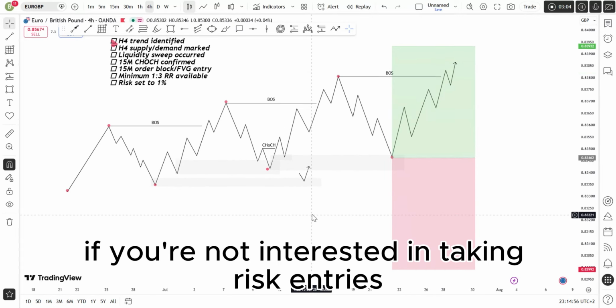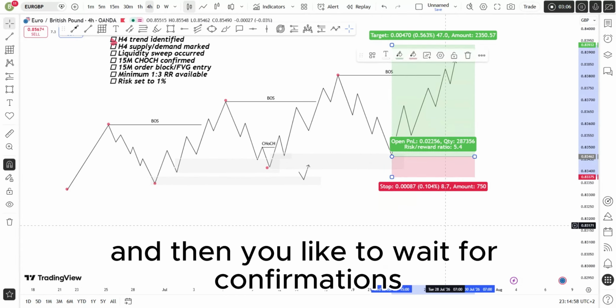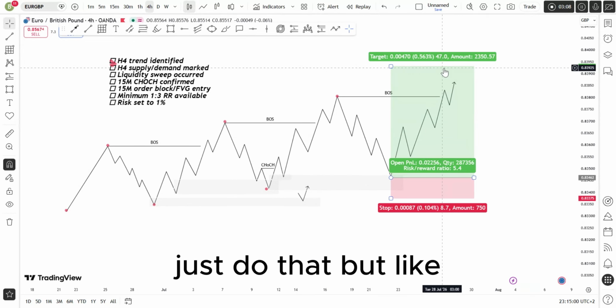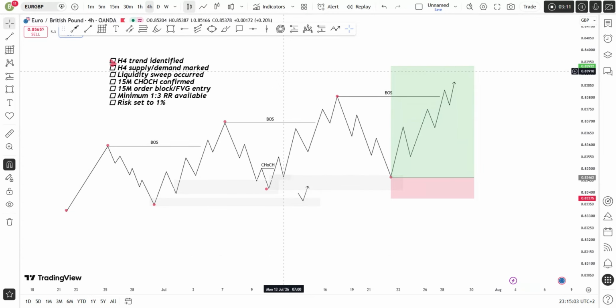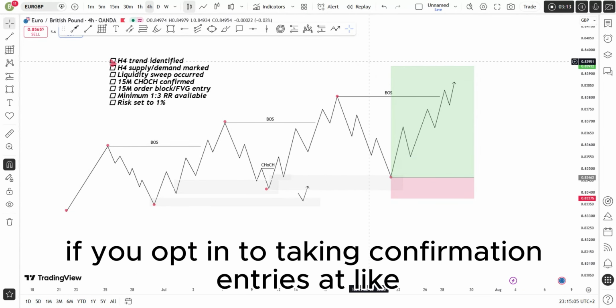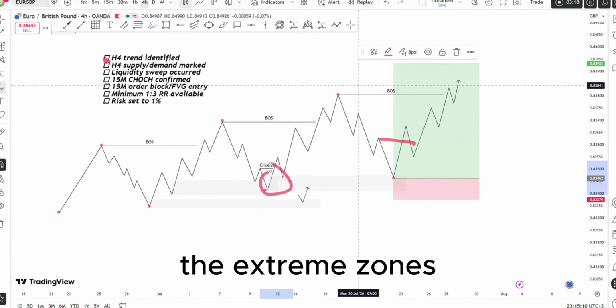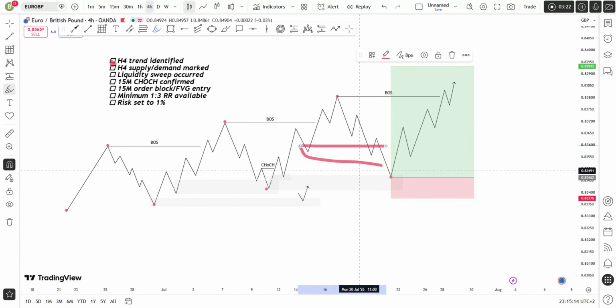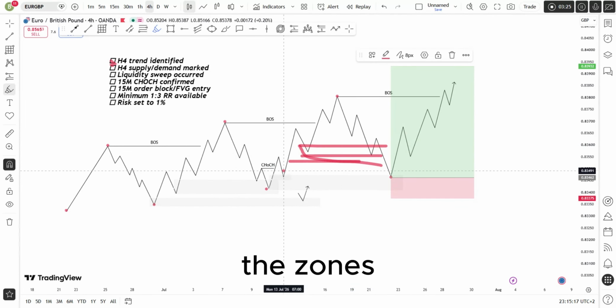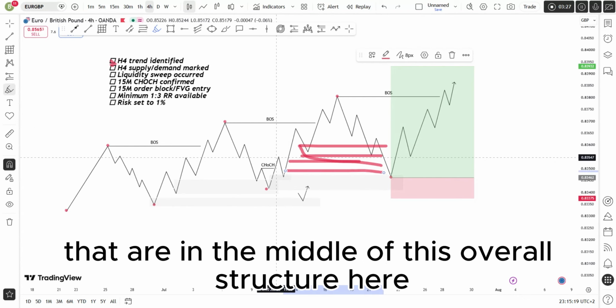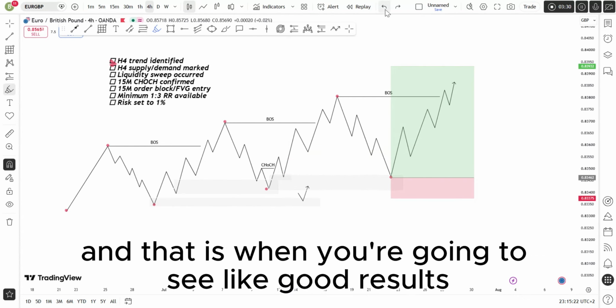But if you're not interested in taking risk entries and you like to wait for confirmations, just do that. But just know that you're going to miss out on a lot of opportunities if you opt in to taking confirmation entries at the extreme zones. Rather do that, or just enter confirmations at the zones that are in the middle of this overall structure here, no? And that is when you're going to see good results.